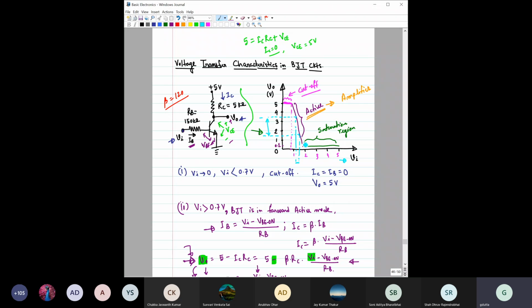Because here the slope of this voltage transfer characteristic is greater than 1. And for an amplifier, you need this criterion. If the slope is less than 1, then obviously you will not get any amplification. But in the other two regions, the saturation region and the cutoff region, the output is almost independent of the input voltage, right? So here the outputs are fixed. They do not depend on the input voltage.